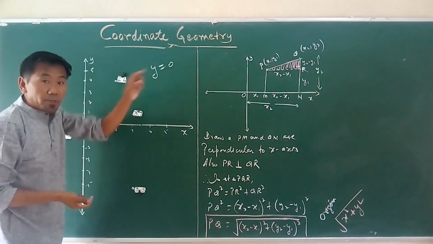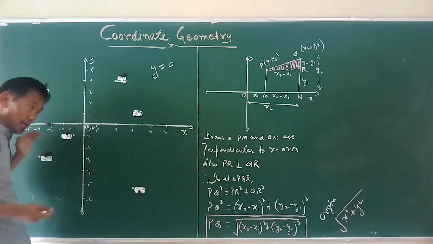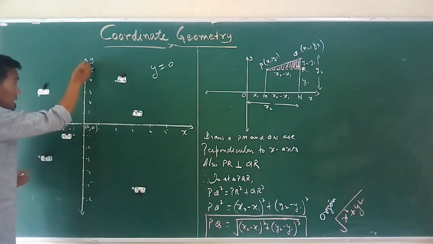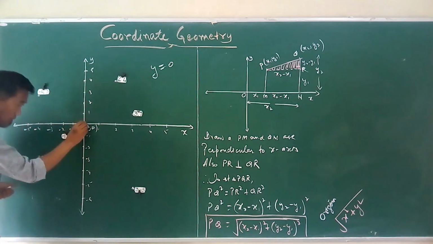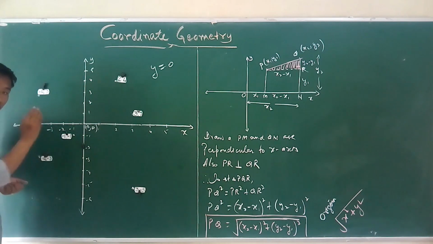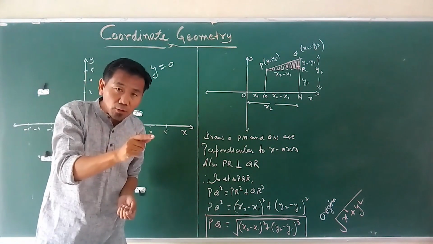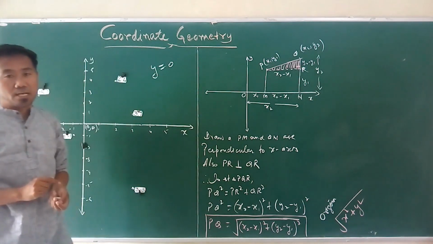y value 0 means the point is on the x axis. In the same way, if the point is on the y axis, then x is equal to 0.